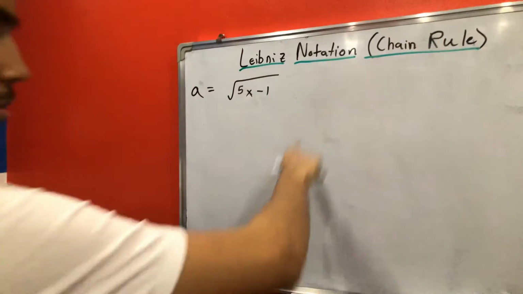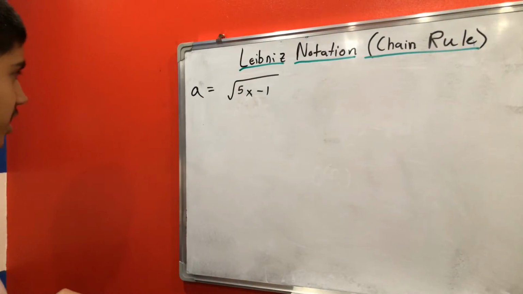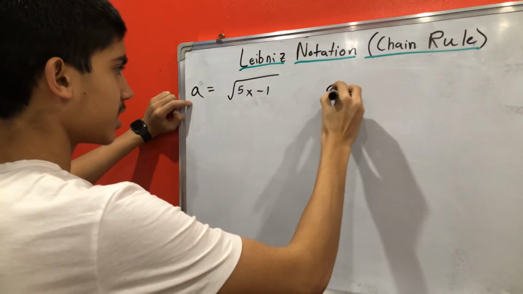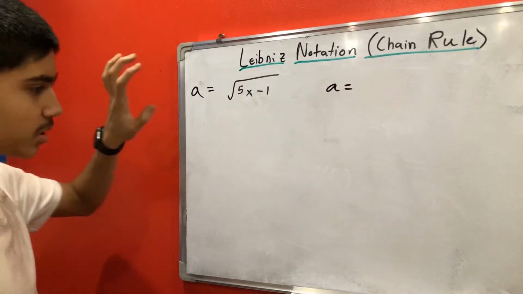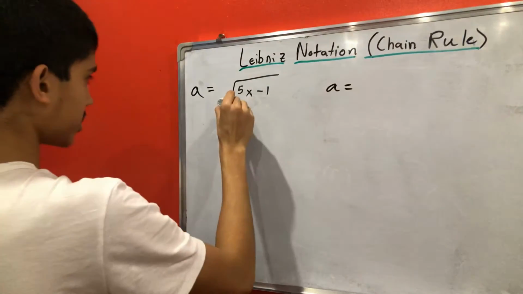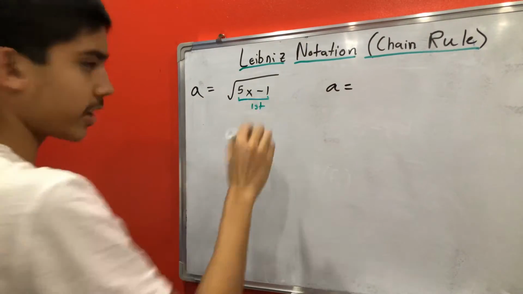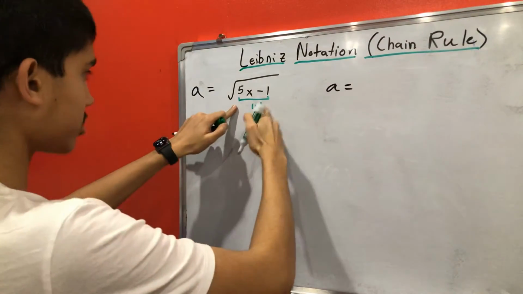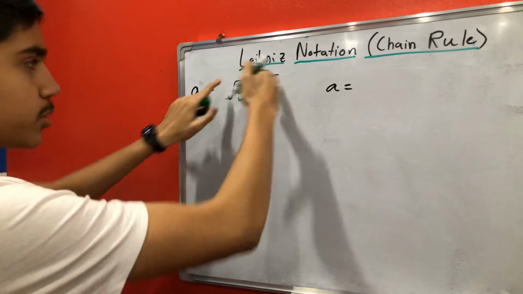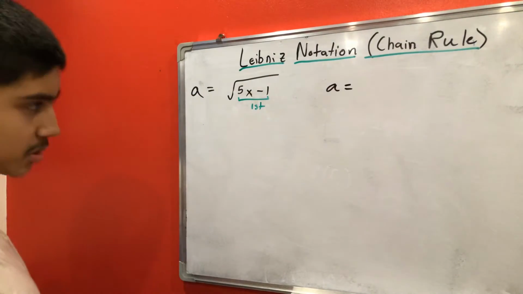So Leibniz notation for the chain rule is a little funny. How we would write it, we would say that A is going to be equal to... so we're going to break it up into the functions. There's two functions in here. This is the first function, we evaluate it, and then we have a second function which is to raise whatever this function output is to the 1/2 power, or just take the square root.